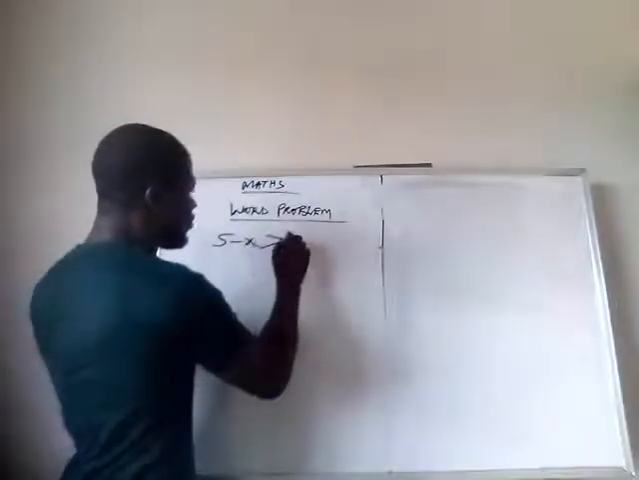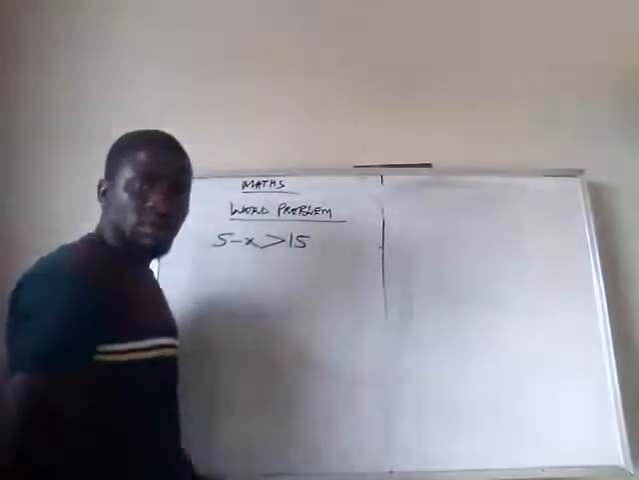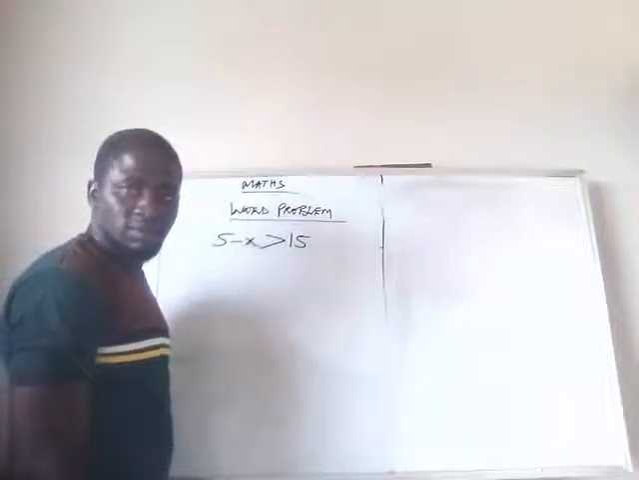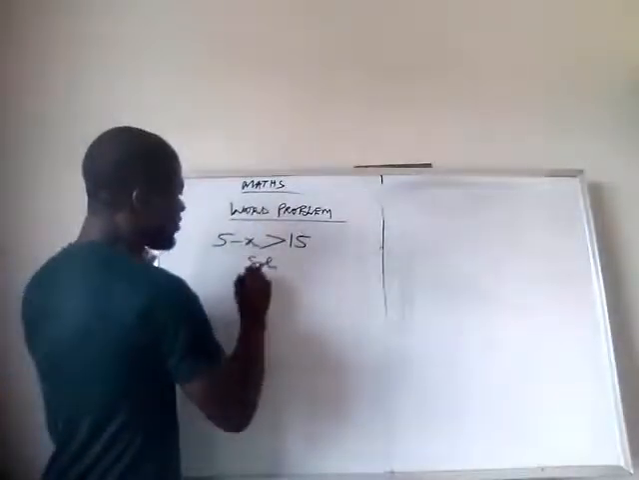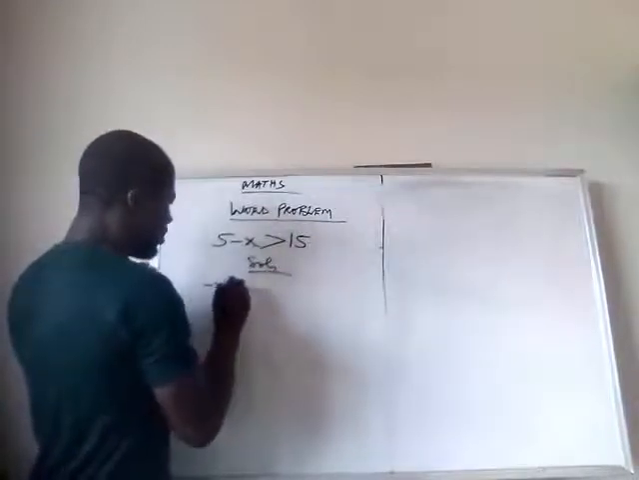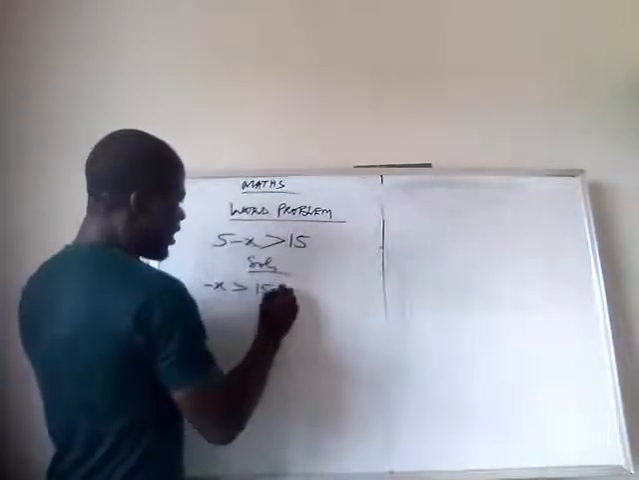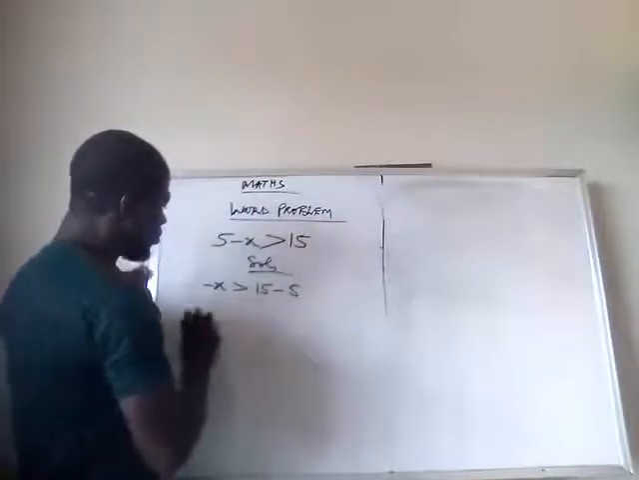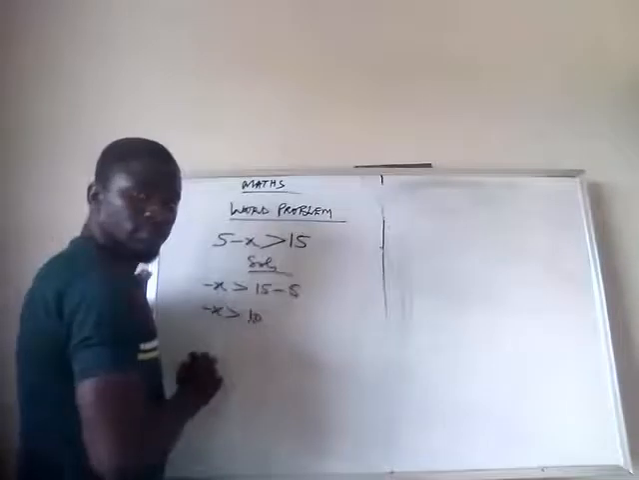When they talk of result, they are talking about the right hand side. Find the value of x. So what you will do from here is to collect like terms. When you collect like terms, you have minus x is greater than 15 minus 5. So minus x is greater than 10.